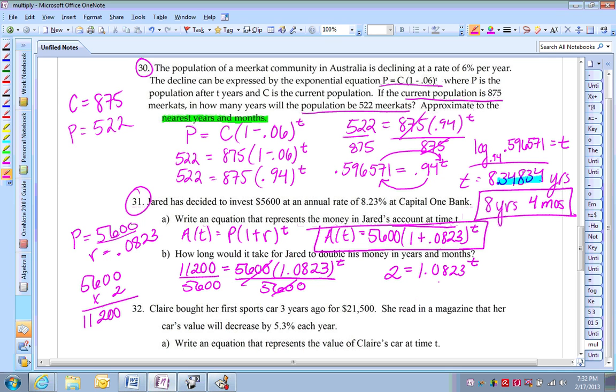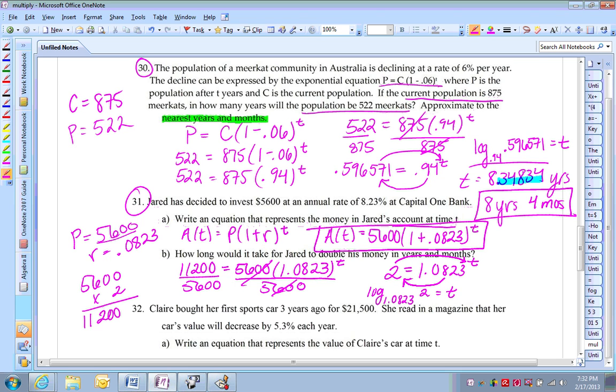Now here we have an exponential equation, and we need to convert it to a logarithmic equation to solve for t. The way I do that is I start with my base, which is 1.0823, pick up the 2, and then go back to the exponent t. So I'm going to write this as log base 1.0823 of 2 equals t.